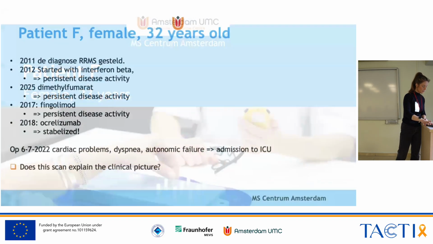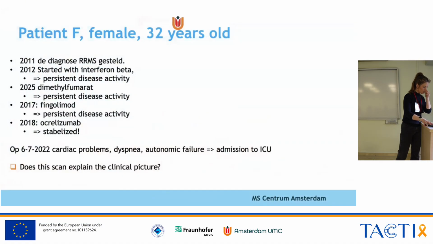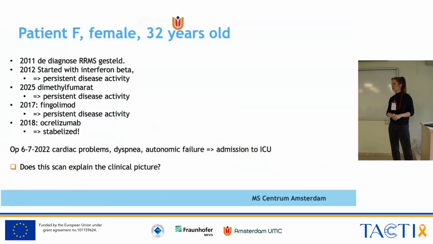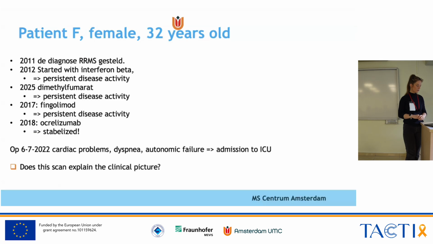So one of the last cases, which is actually quite rare, nobody will ever see this again, but I found it quite interesting. This is a patient who was 32 years old. She was admitted to the ICU because of severe cardiac problems. She was diagnosed with MS years before the high-efficacy therapy. She started with interferon and then dimethyl fumarate, and then she went over to another therapy, and all the times the MRI and the disease activity didn't fully stabilize.